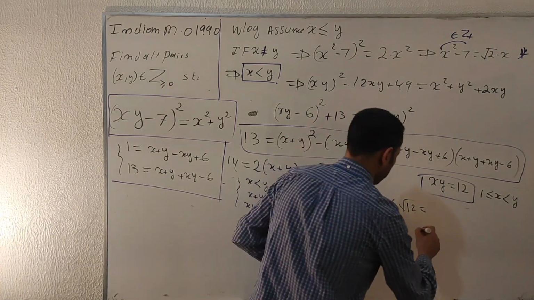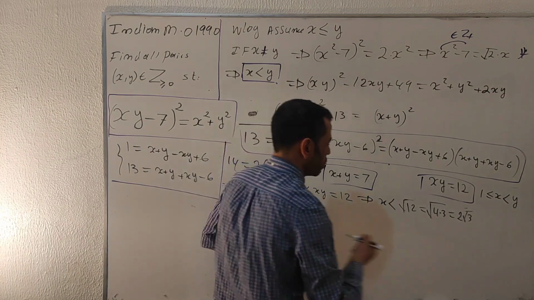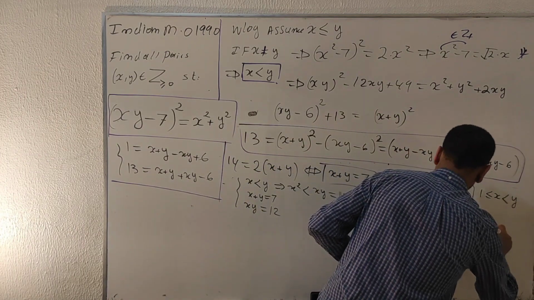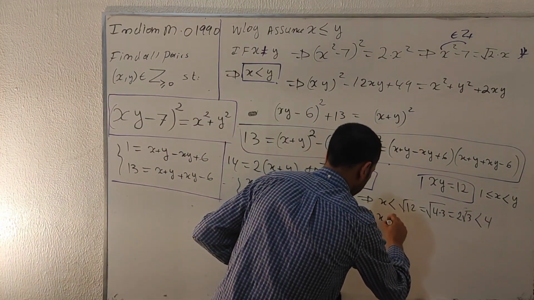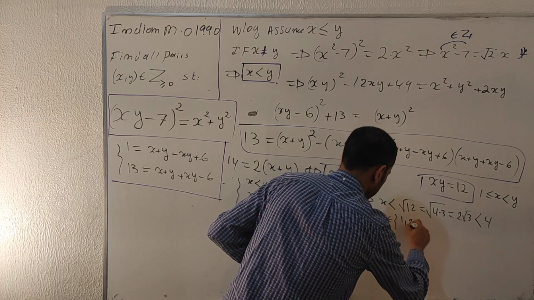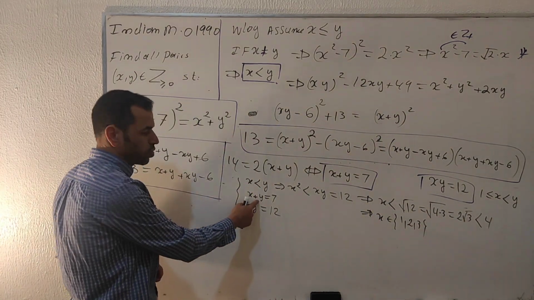Square root of 12 is square root of 4 multiplied by 3, which is 2 multiplied by square root of 3. This is strictly inferior than 4. Which means x is taking the following values 1, 2, and 3. Then I'm going to use the first equation.